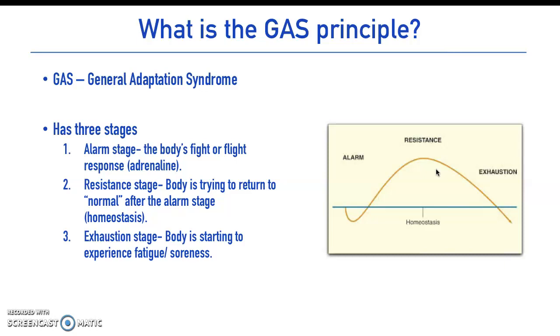And that's where the changes really start to happen, in that resistance phase. And then slowly but surely we're going back to homeostasis, and we get back to our exhaustion. Once we've hit exhaustion, we're going underneath homeostasis again. So the idea is the body is always just trying to achieve homeostasis throughout our training.